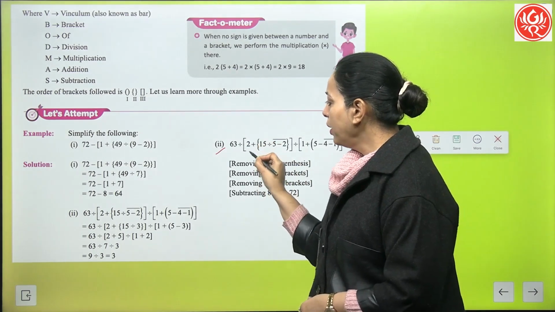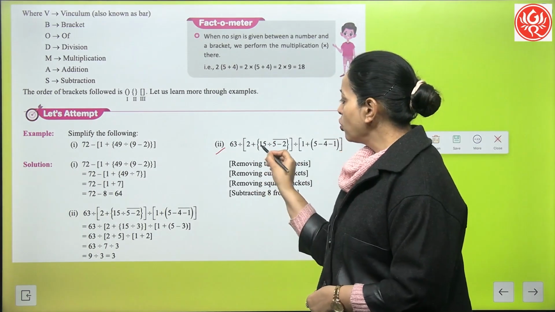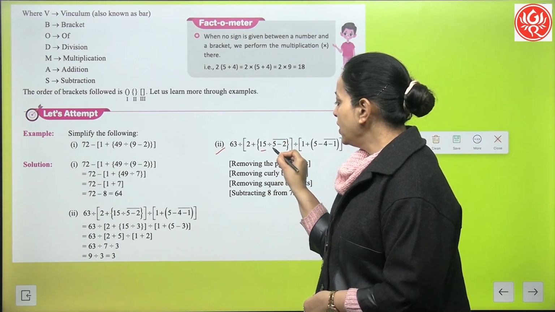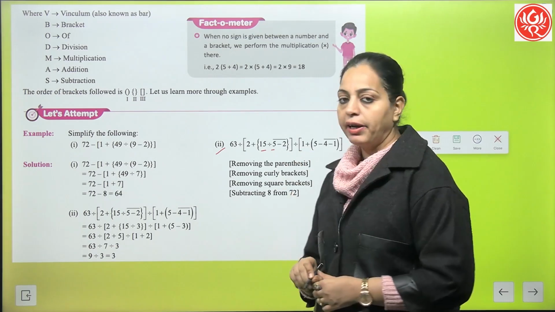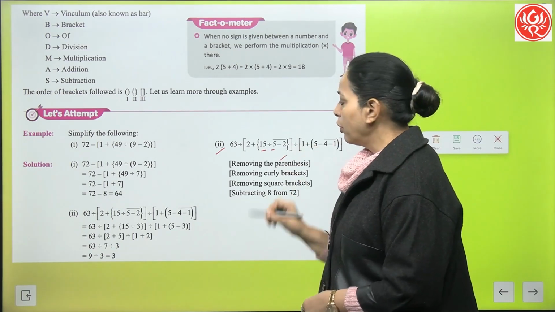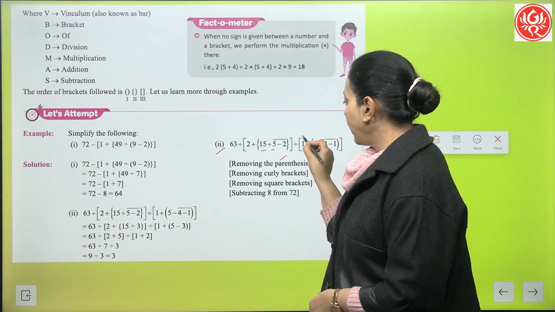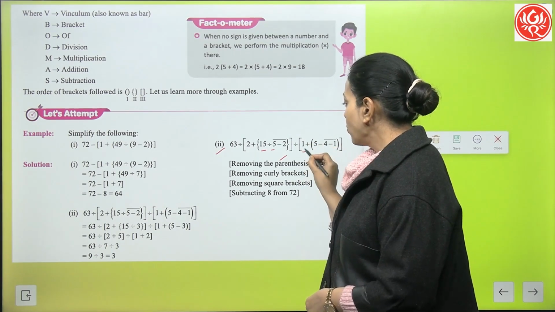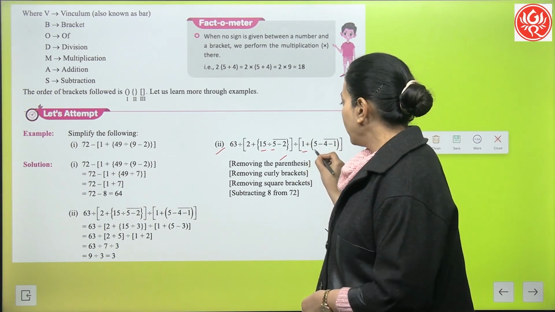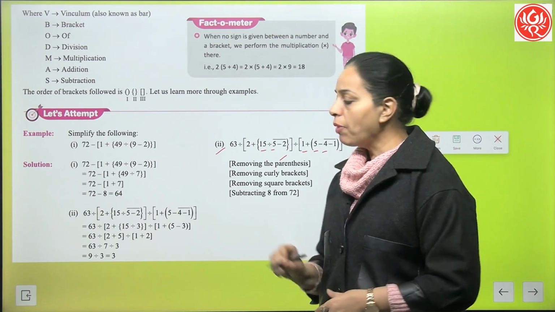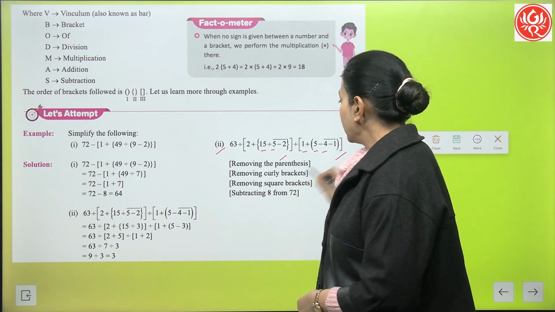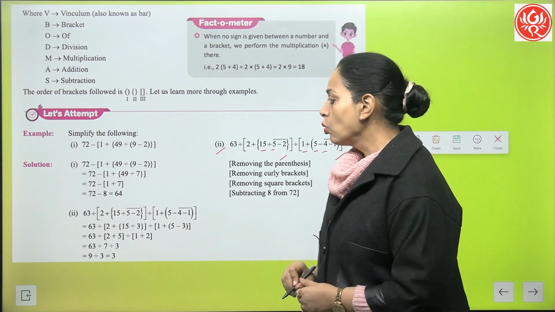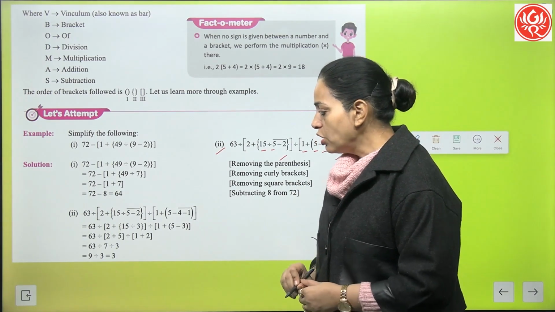Very easy. Okay. Now the next second part is 63 divided by big bracket square bracket 2 plus curly bracket 15 divided by 5 minus 2 bar curly bracket closed, then square bracket closed, divided by, then square bracket starts 1 plus small bracket 5 minus 4 minus 1 bar small bracket closed, then square bracket closed. So what to do? So no need to worry.